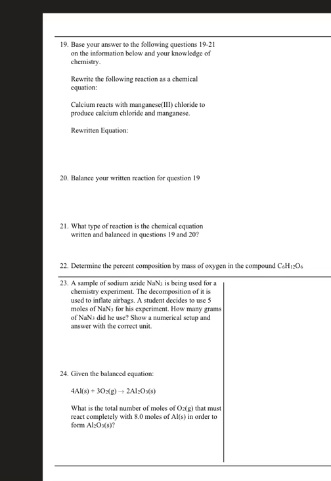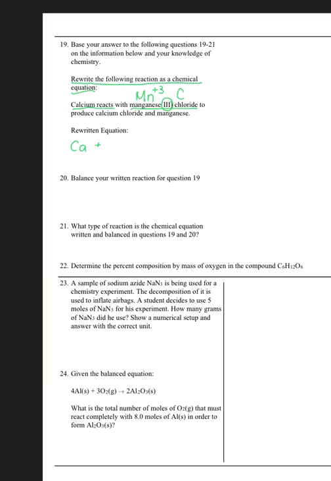We're on question 19. There's 25 questions. This question is asking us to rewrite the following reaction as a chemical equation. So we're given words, and we have to remember a few things from the bonding unit in order to successfully write this equation. So we have calcium, and it reacts with manganese 3 chloride. Okay, so this tells me I have calcium, and it's going to react with the manganese 3 chloride. The 3 tells me that my manganese has a charge of +3.